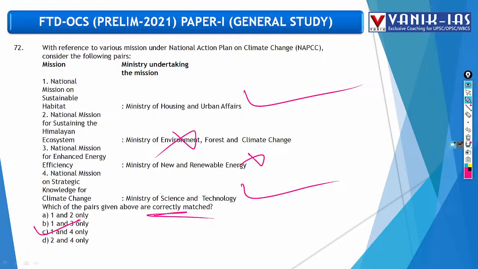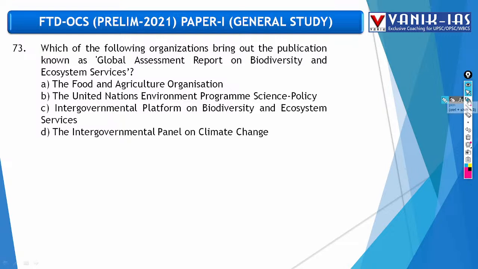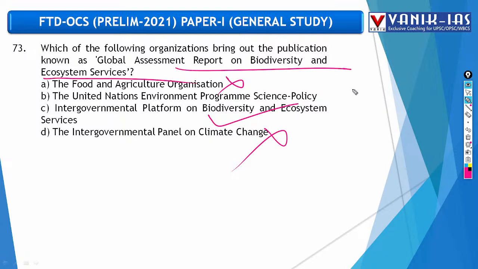Next question. Which of the following organizations bring out the publication known as the Global Assessment Report on biodiversity and ecosystem services? It is the Food and Agriculture Organization, FAO. This is wrong. The United Nations Environment Programme, or the Intergovernmental Science-Policy Platform on Biodiversity and Ecosystem Services. This is right. IPCC, no, this is also wrong. That is not the Global Assessment Report on Biodiversity and Ecosystem Services. C is the answer.